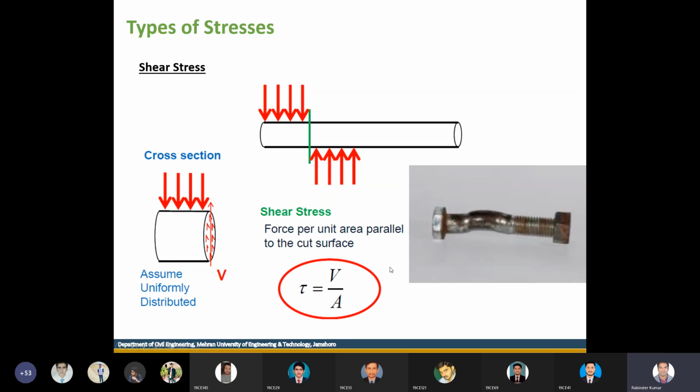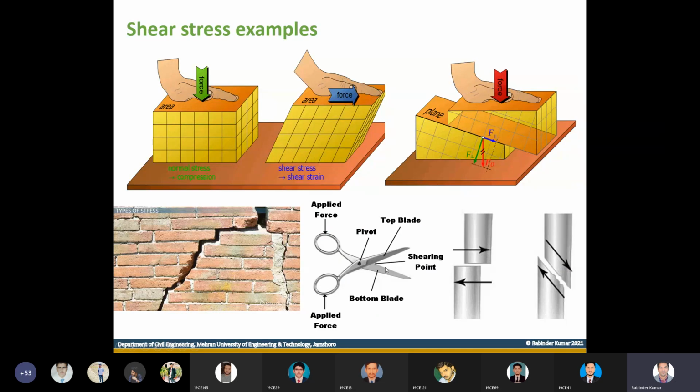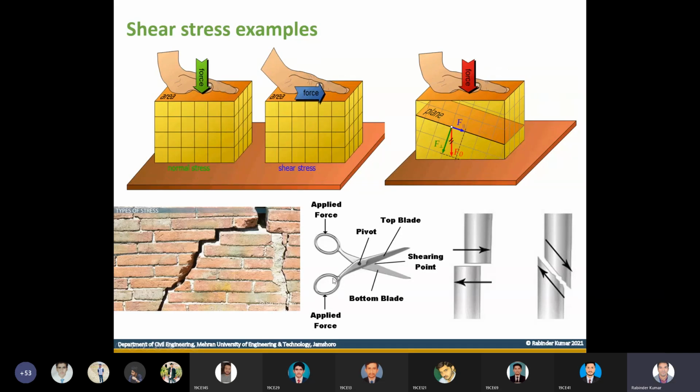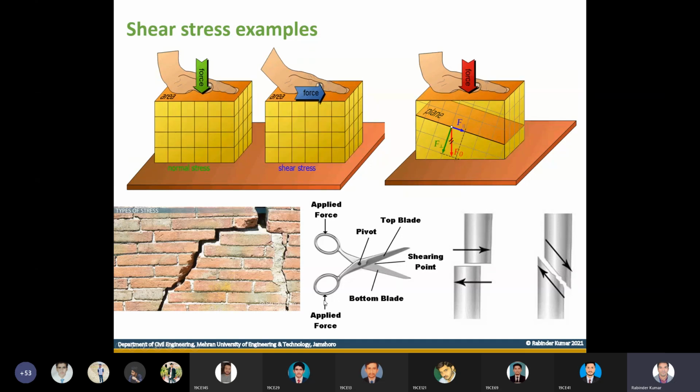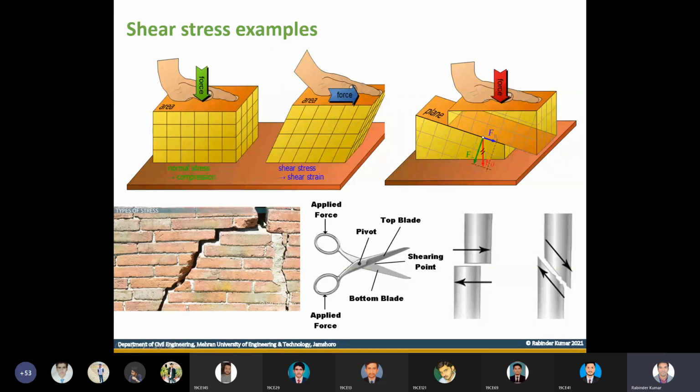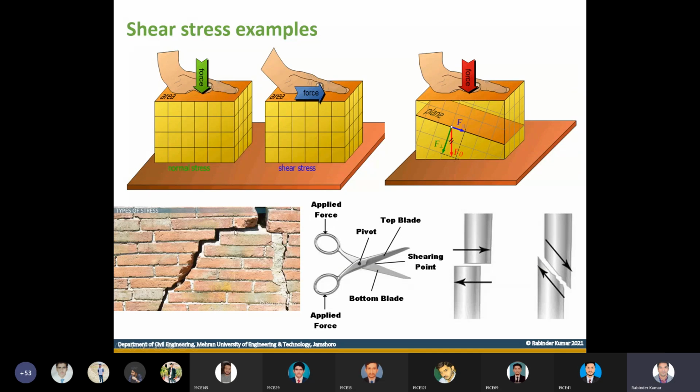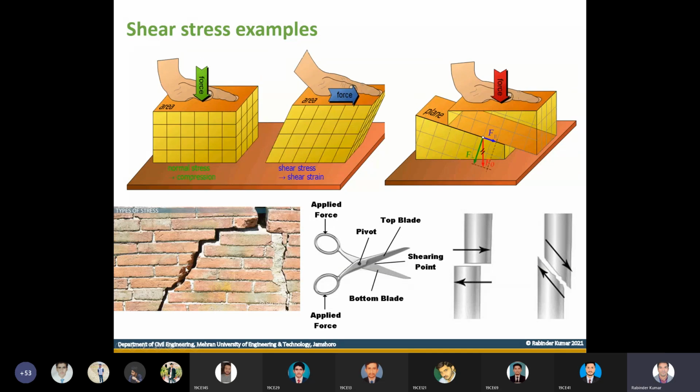Another practical example for shear force: you might have seen scissors. When you apply forces with your thumb and fingers on the scissors, it actually causes shear stress on these blades. Similarly, you might have seen these kinds of cracks on a wall. Whenever you see such failure at a 45-degree angle, that means this object is failing in shear.